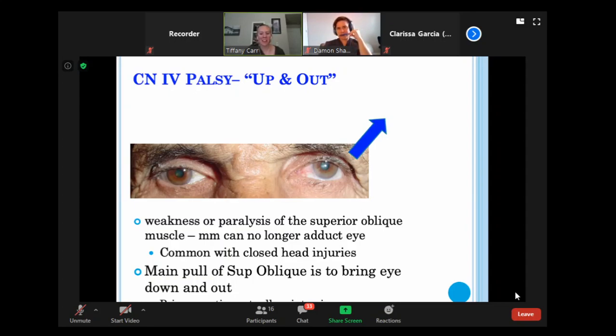Common with closed head injuries. The main pull of the superior oblique is going to bring the muscle down and out.